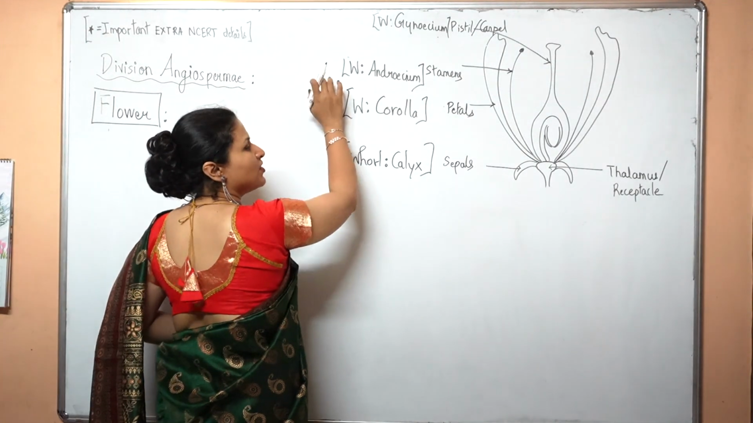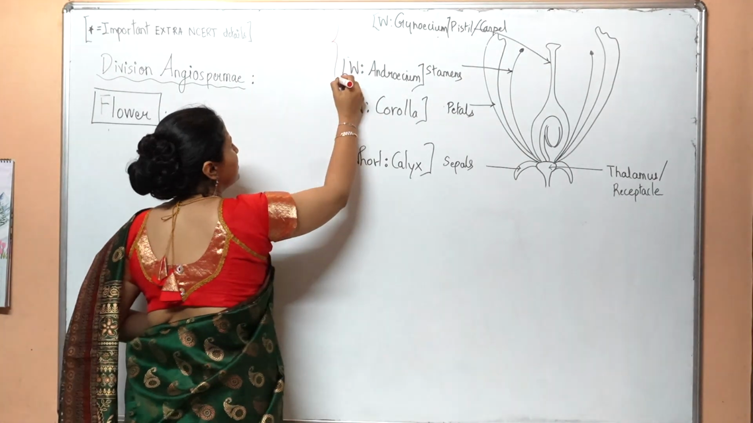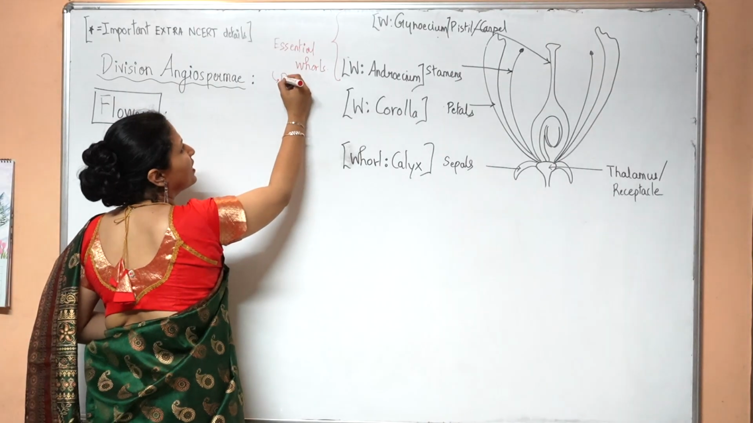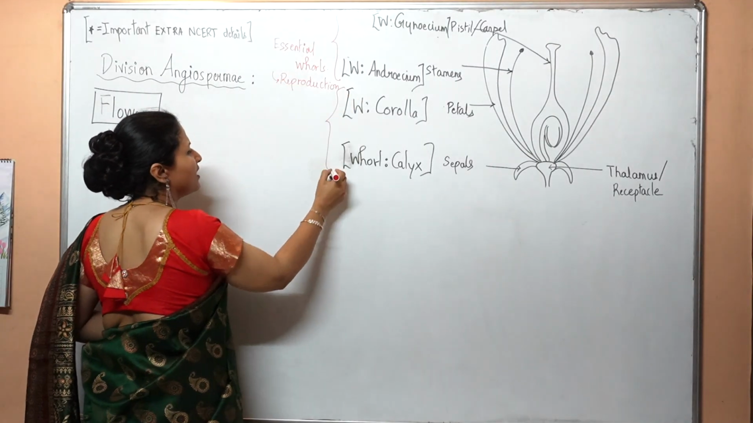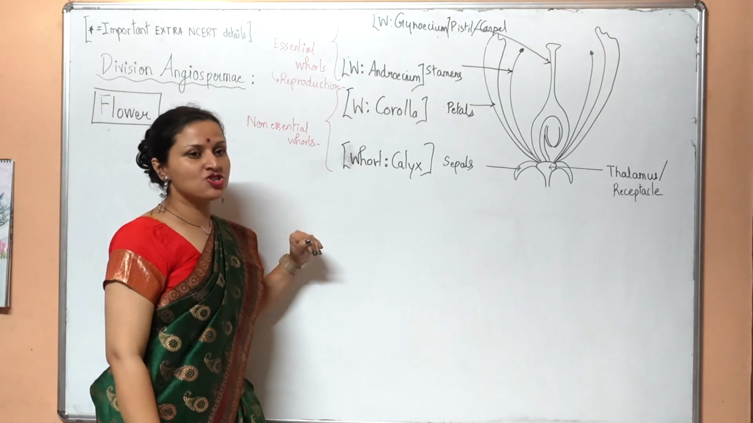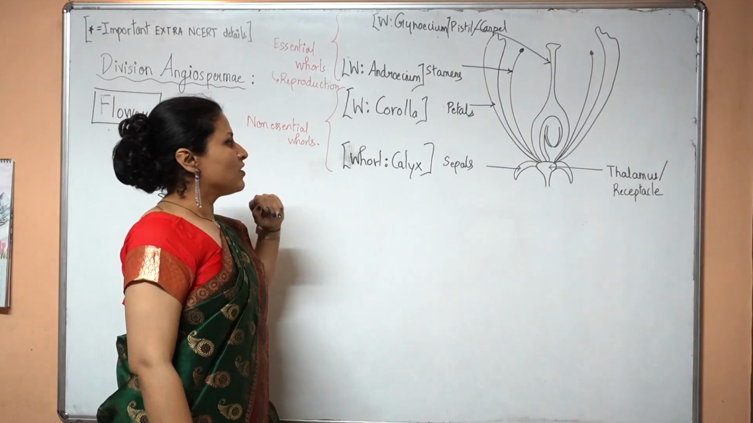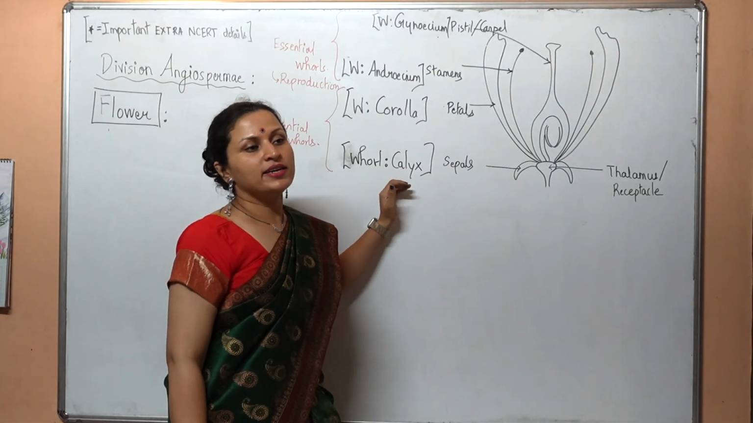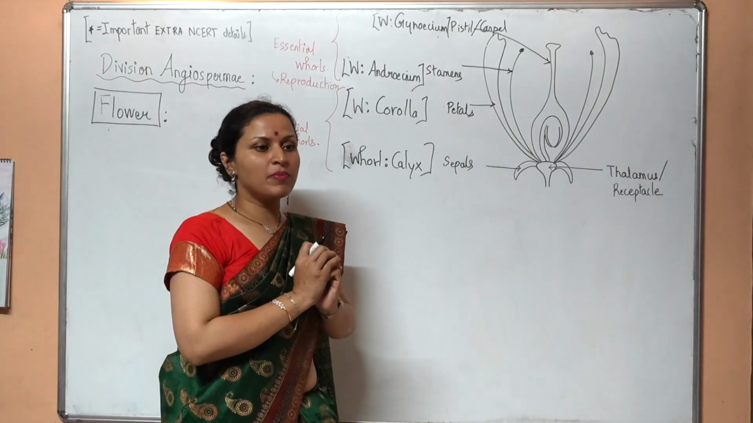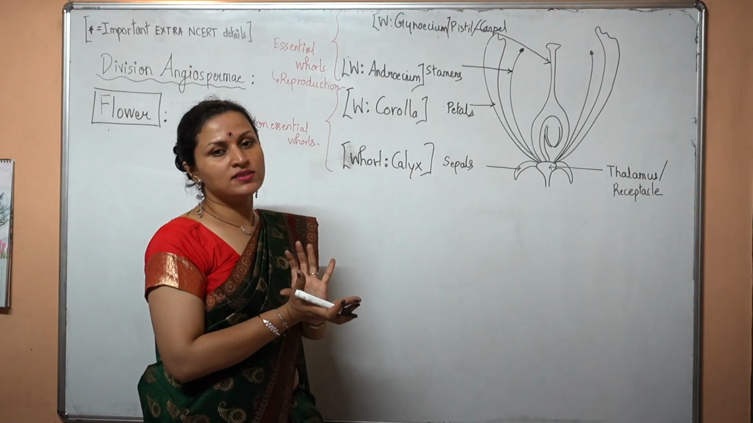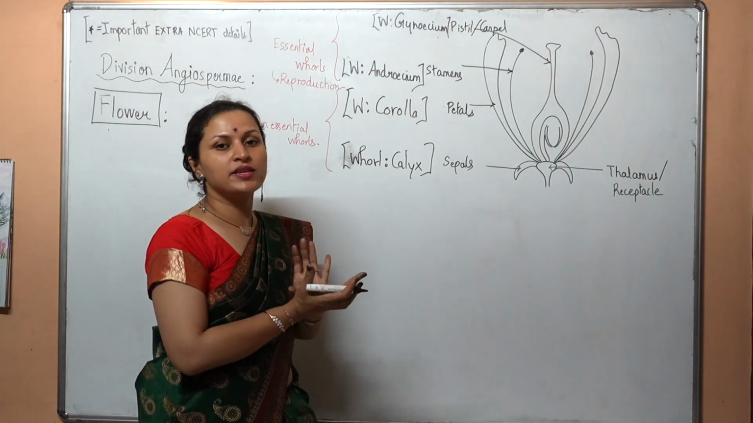Now out of these 4 different whorls, these 2 whorls are said to be essential whorls, essential for reproduction, and these 2 whorls are called the non-essential whorls, since they are not essential for reproduction. Now the function of each of these whorls you must be aware of. The calyx is involved in protecting the flower in its bud state. Second, corolla is meant for attracting the pollinators. They are fragrant and filled with nectaries.